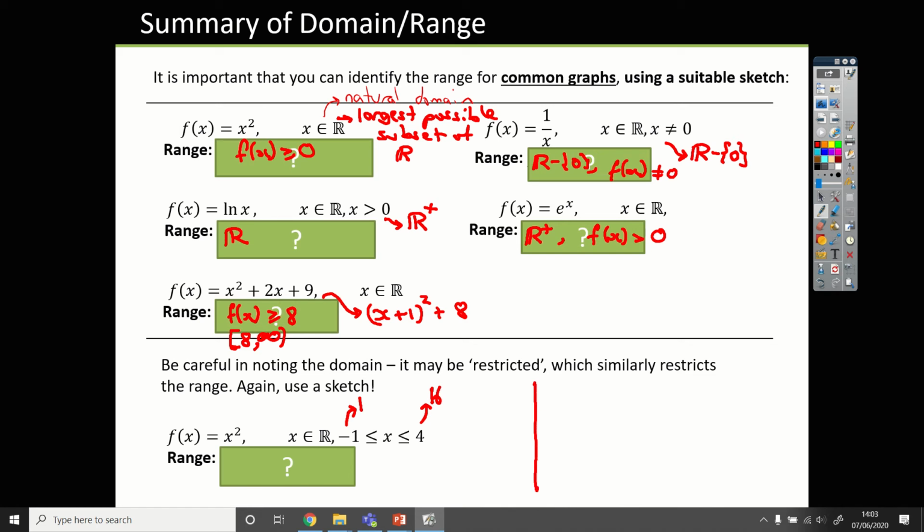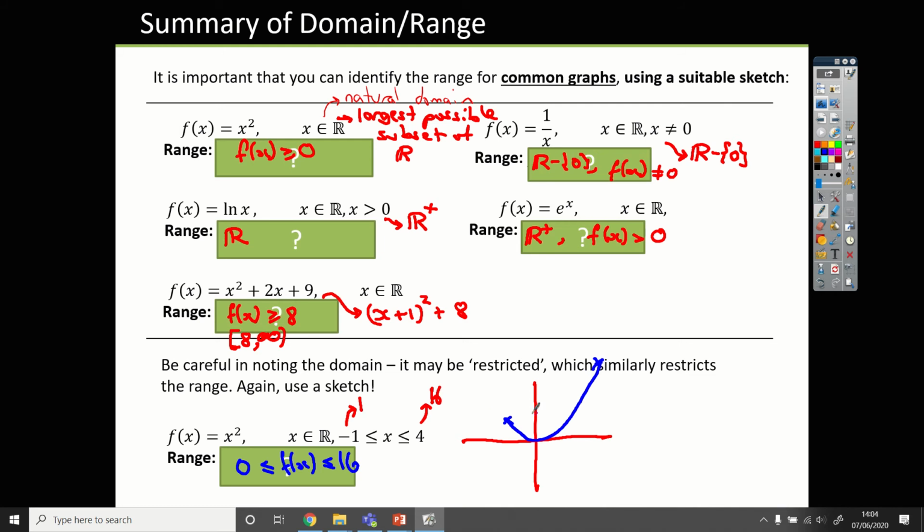So you might be tempted to think that 1 to 16 is the range of this function, but it's not, because if you plot the graph of x squared, then you get -1, 1 up here, and then you get 4, 16 somewhere up here. But if you plot the function, it actually doesn't go between the two. It actually goes from 0 to 16. So that's our range for that one. So 0 less than or equal to f of x less than or equal to 16.